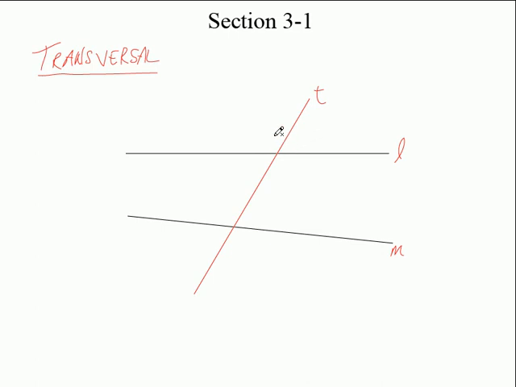Now, this transversal also forms some what in here? What are these things? Angles. That's right. Let's number these. Let's call this 1, 2, 3, and 4. All right, and 5, 6, 7, and 8. Good call.